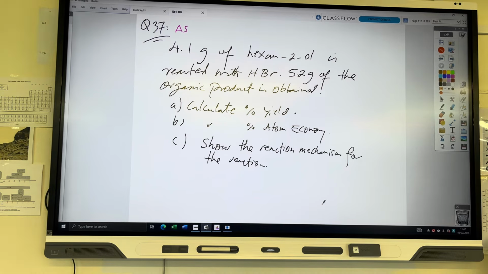Question 37, 4.1 gram of hexan-2-ol is reacted with HBr. 5.2 grams of organic product is obtained. I'm not telling you what. A, calculate percentage yield, B, calculate percentage atom economy, and C, show the reaction mechanism for the reaction. So this is probably going to provide you with maybe 3 marks there, 2 marks there, maybe 4 marks there, between 5 to 7 marks. You've got 7 minutes.